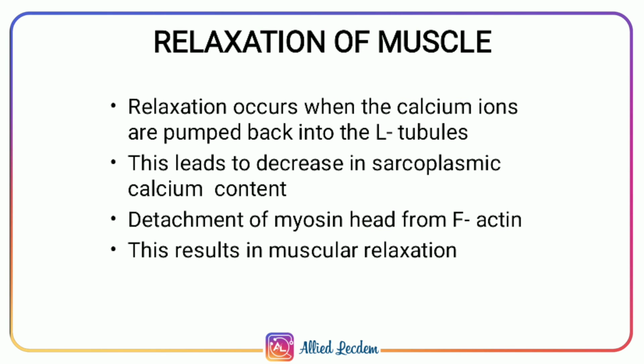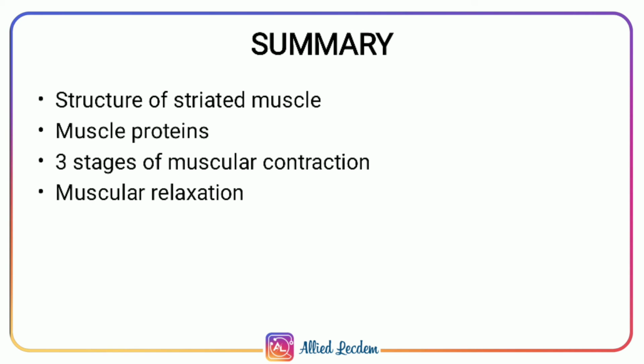Relaxation occurs when the calcium ions are pumped back into the L tubules. This leads to a decrease in sarcoplasmic calcium content, which causes detachment of the myosin head from the F-actin, which further results in muscular relaxation. Okay, that's all guys. Now we'll see a short recap of what we learned for the past few minutes.